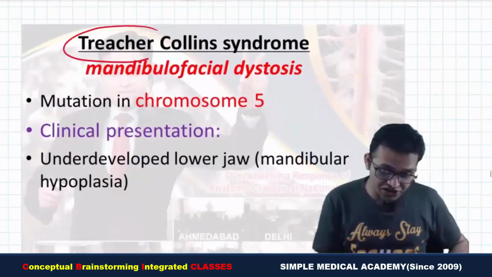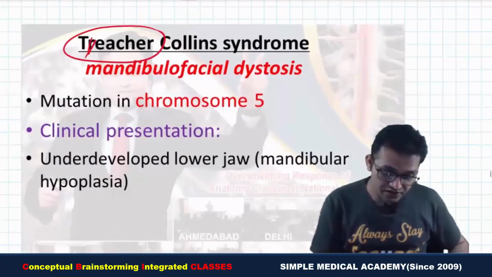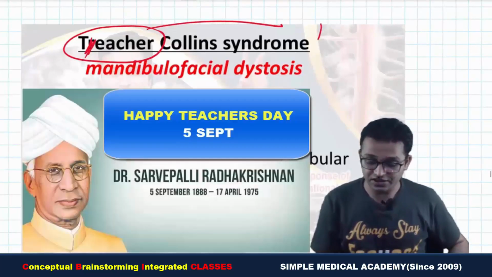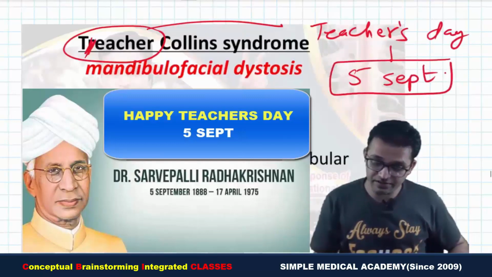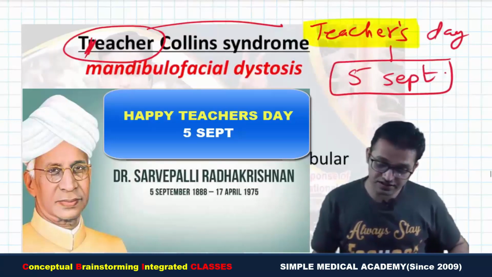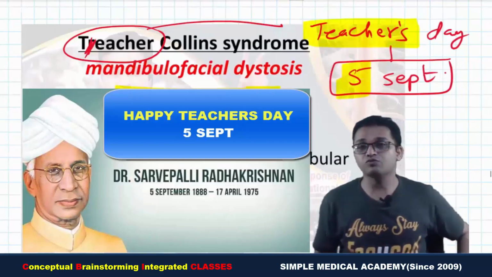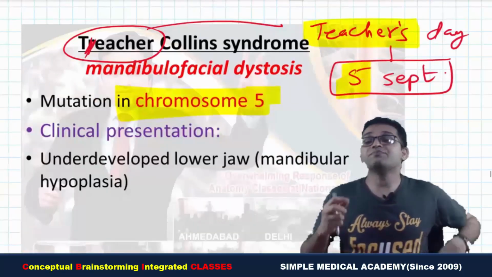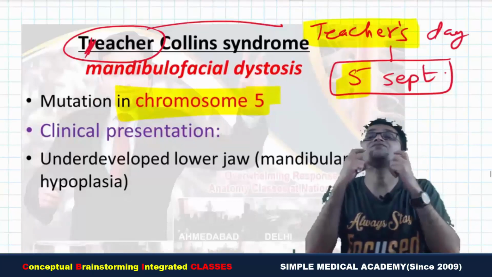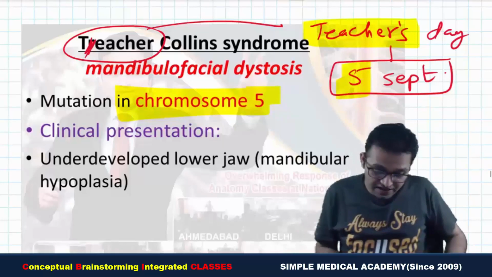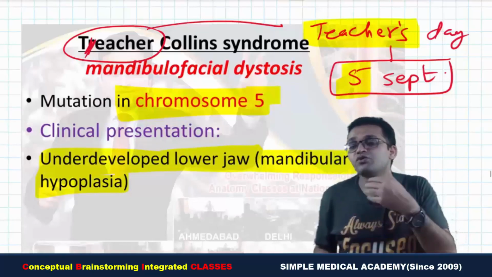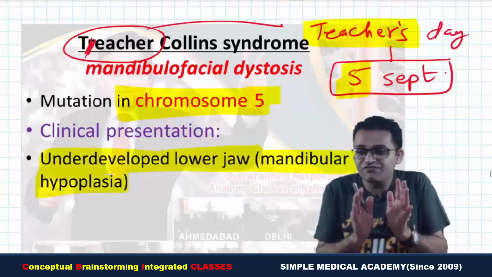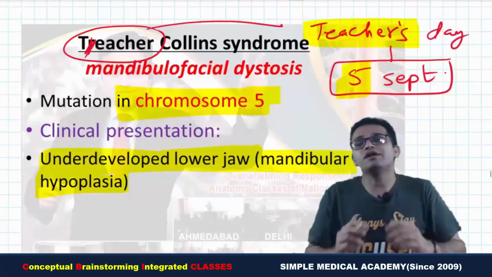Can you see Treacher? Can you remove this R? If you remove the R, then it becomes Teacher. Do you remember Teacher's Day is celebrated on the 5th of September? So you can remember that Treacher Collins syndrome is due to an abnormality in chromosome 5. Now see the presentation. Because it occurs due to a first arch defect, and the first arch mainly makes the mandible, these patients have a small jaw, mandibular hypoplasia. Other features you will see in your ENT and clinicals, but this is the fact you can retain and correlate with the anatomy.